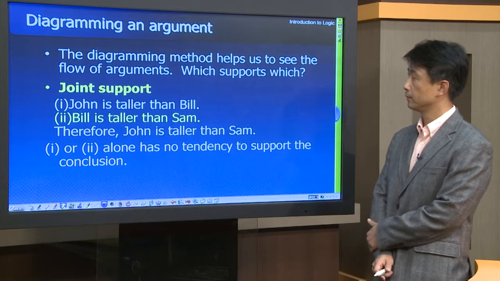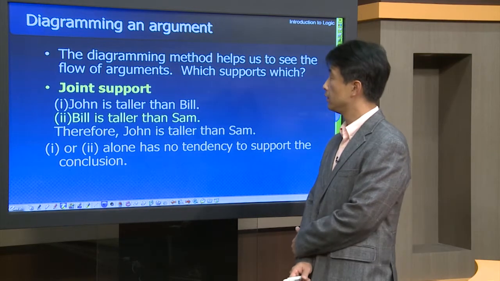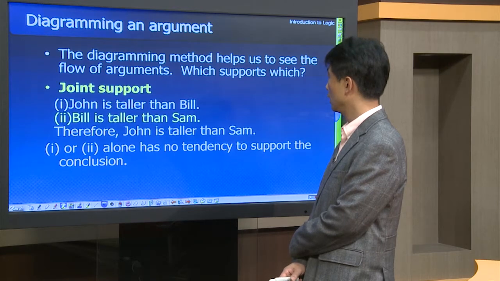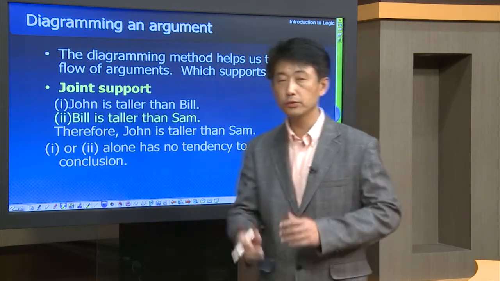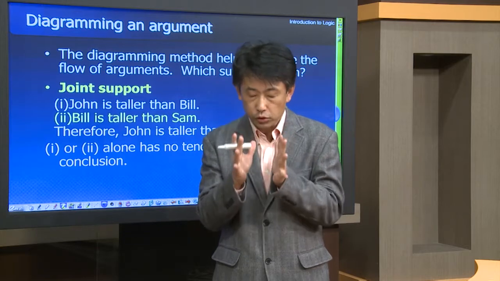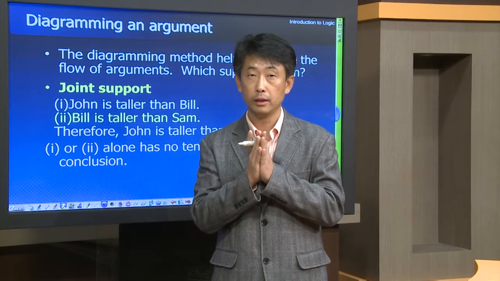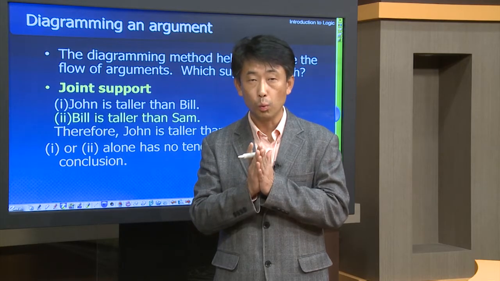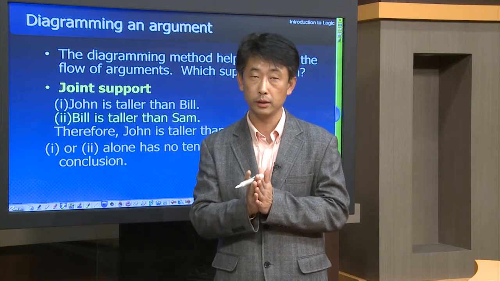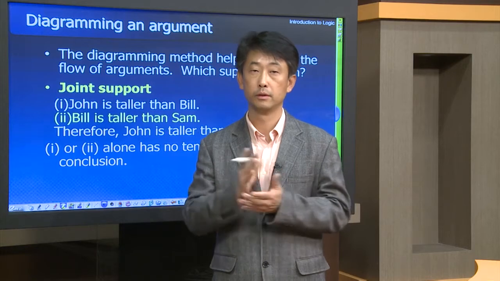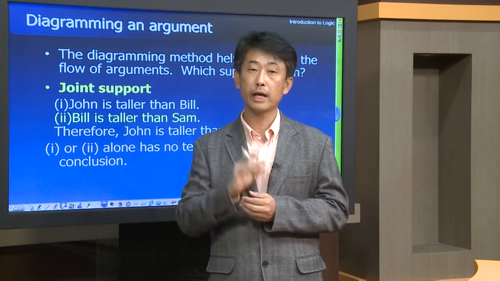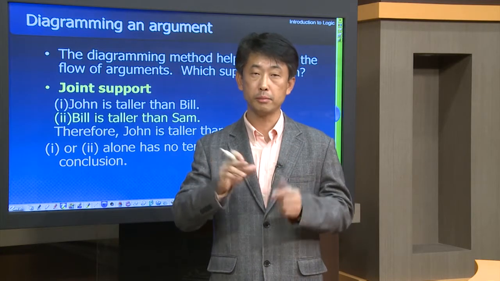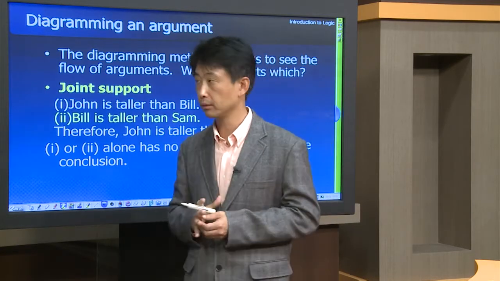Diagramming an argument. This method helps us to see the flow of arguments, which supports which. Now, if a piece of writing contains an argument, then the next step is we have to ask, what is the conclusion of the argument and what are the premises? So to identify the conclusion and the premises of an argument is our next step. Right?